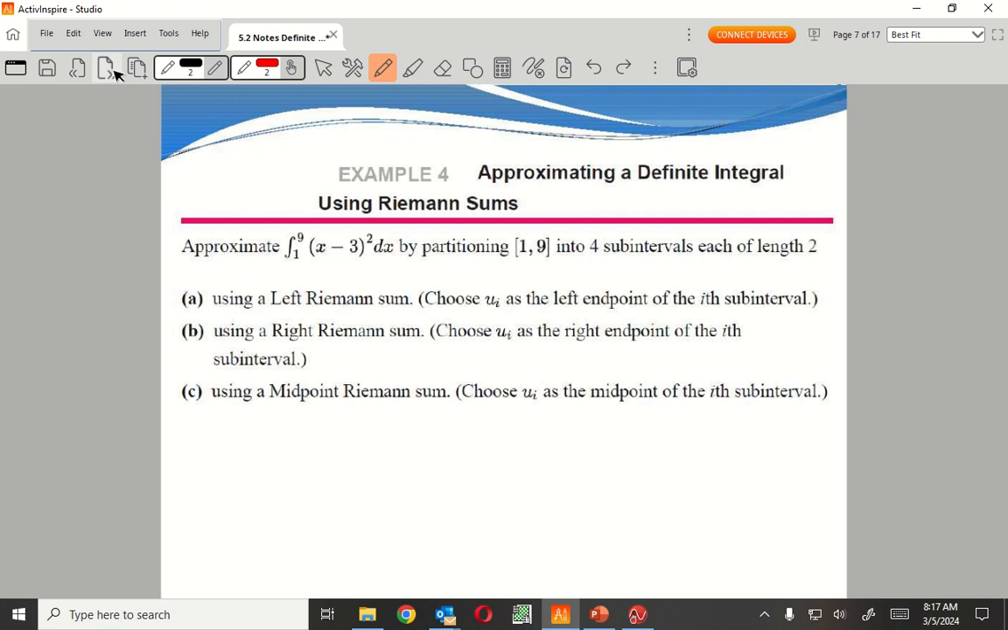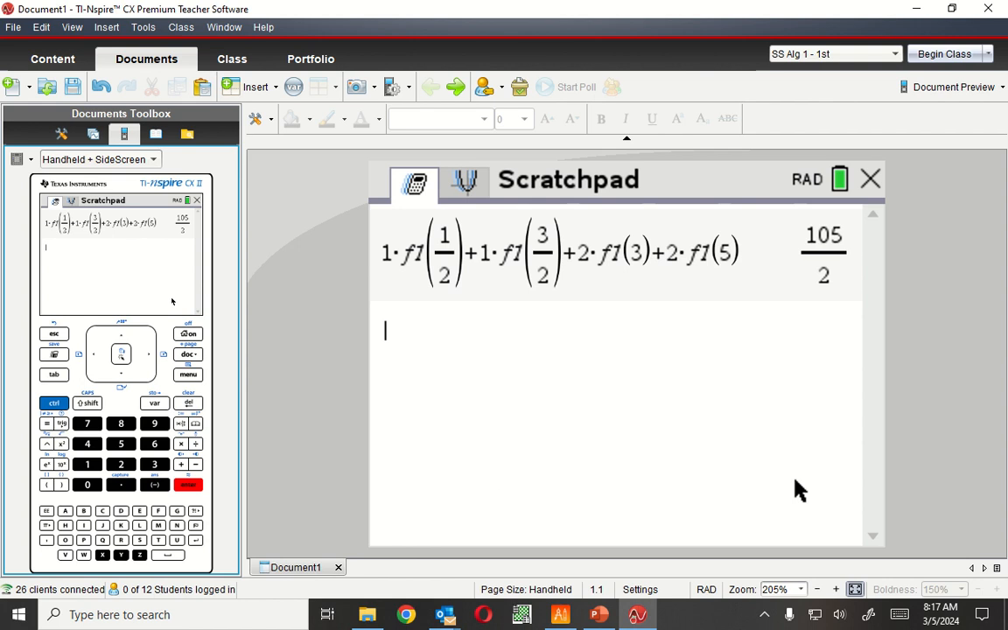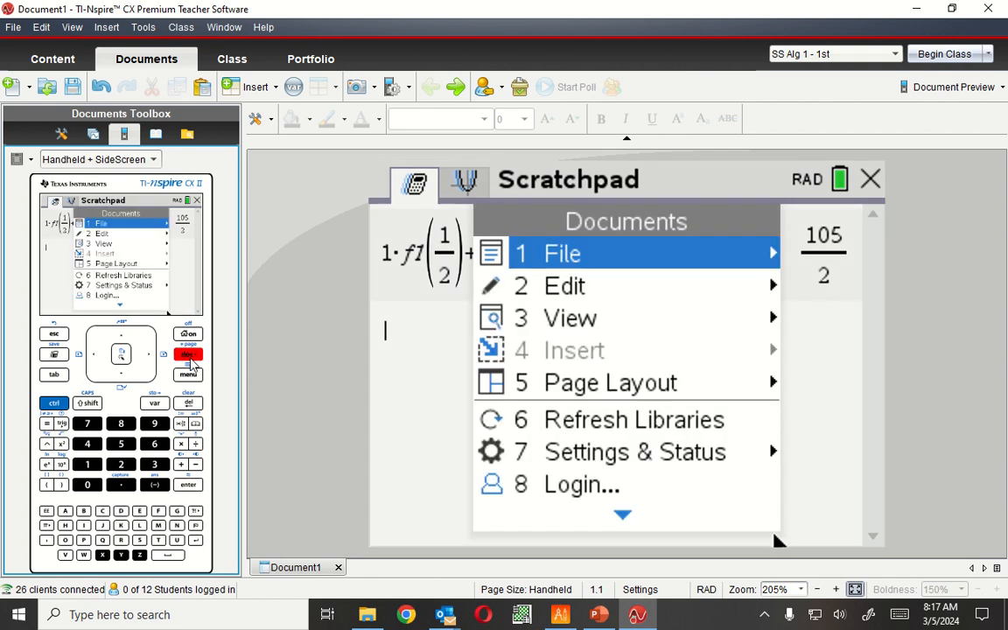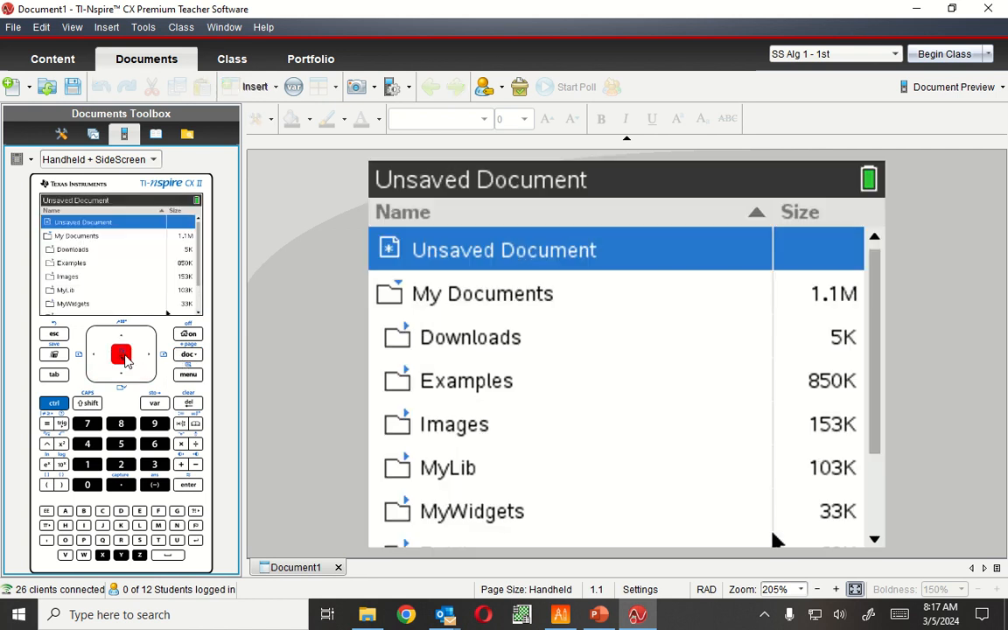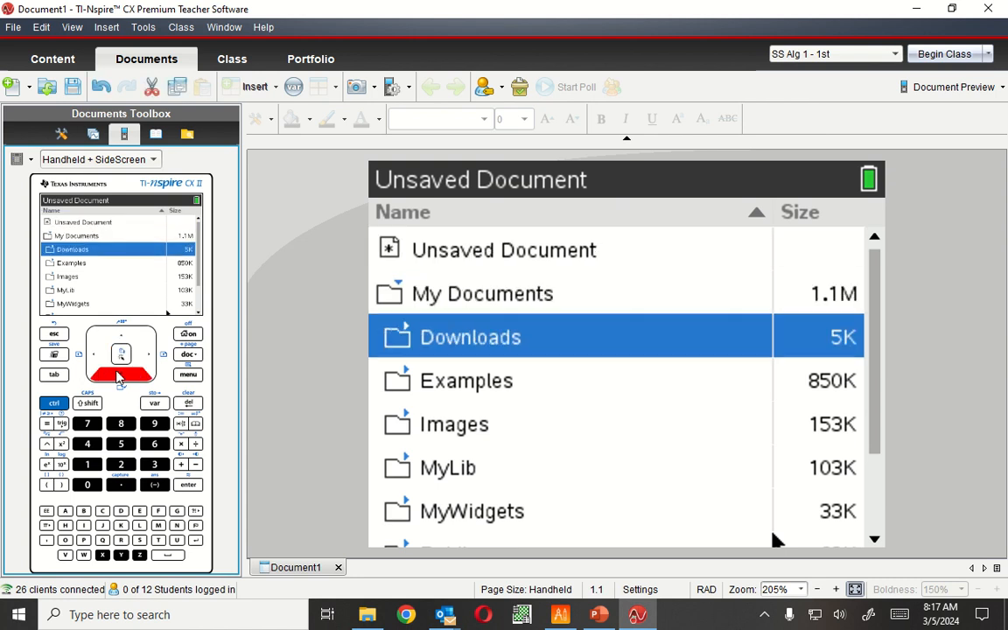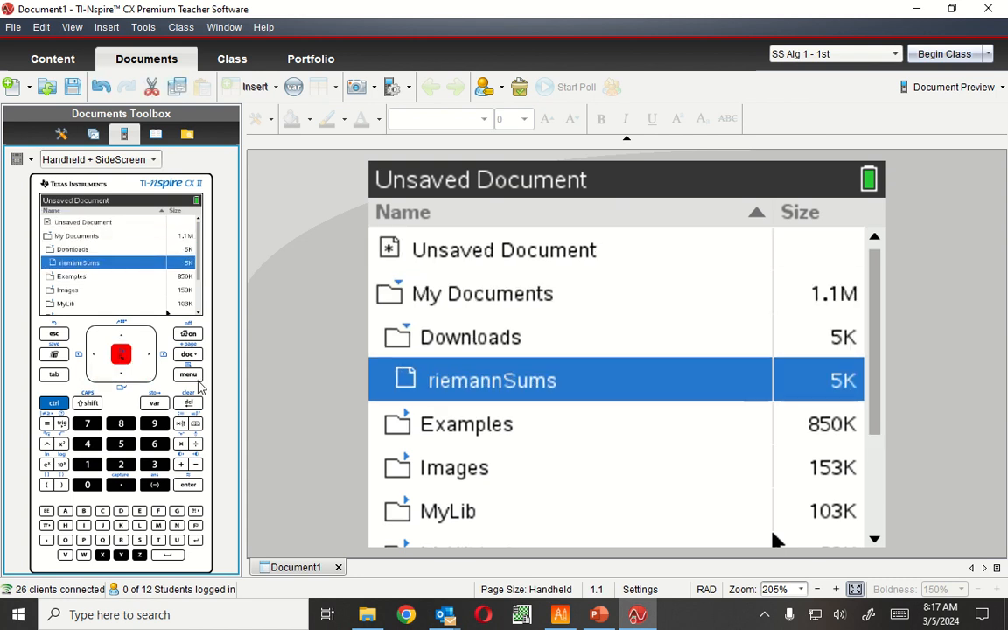Now that you have the Riemann sum on your calculator, let's see, document, I think it's open. You guys can just find it in your regular documents. I have to go search because it's in my entire computer. There you go, Riemann sum.